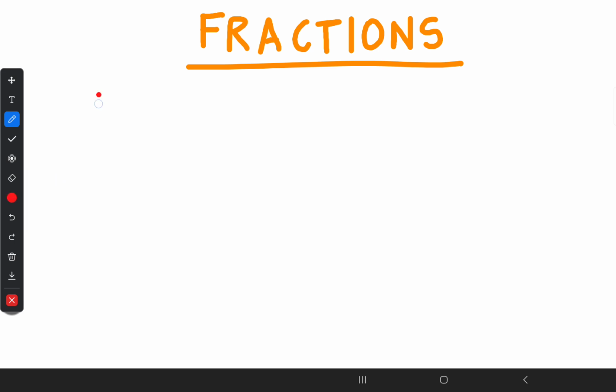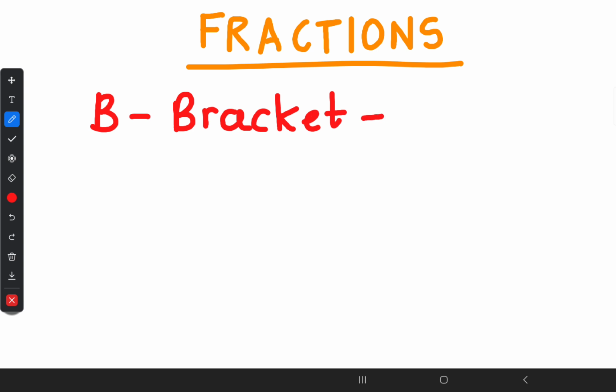So first one is B. B means bracket. When we are doing a question, it is very important to be concerned about the order of priority in fractional manner. So first priority should belong to bracket. In questions I'll explain them deeply.